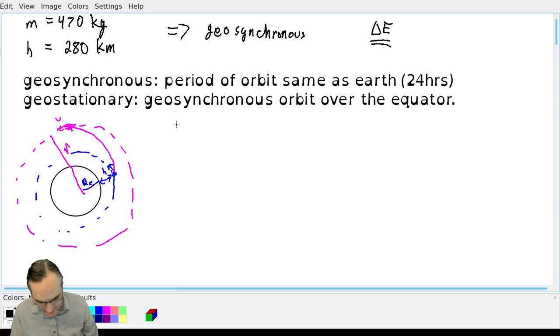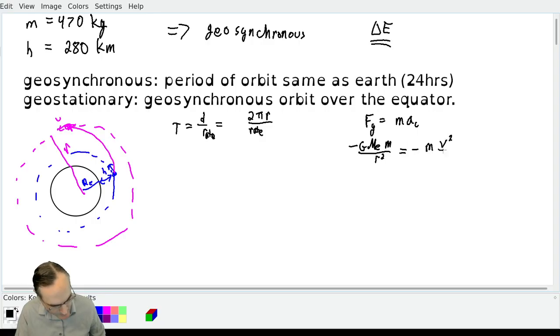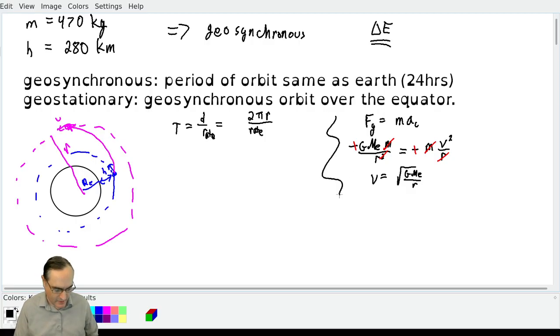All right, let's talk about period. So period is going to be the distance divided by the rate, which is going to be 2 pi r divided by rate. If we want to find the rate, we'll have to use Fg equals ma to figure it out. So that will give us minus G mass of Earth, mass of satellite over r squared is minus mass of satellite, speed of satellite squared over r. Okay, so that means v is the square root of G mass of Earth over r. All right, we'll take that over. We're also going to want that for our energy side of things, so it's good that we found it.